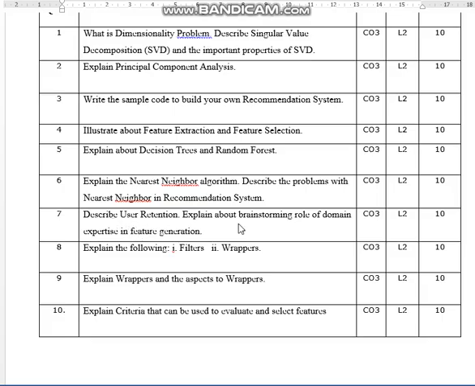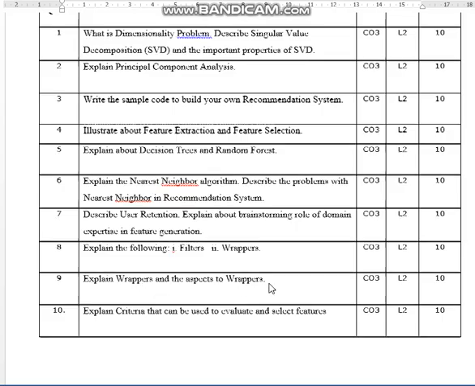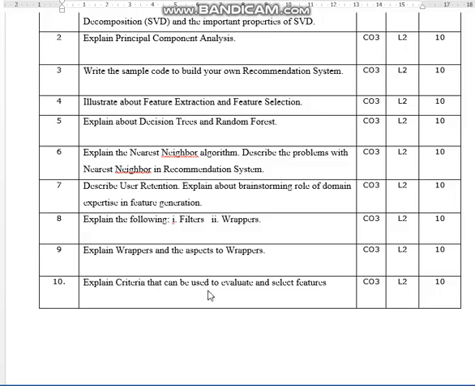Describe user retention. Explain about brainstorming role of domain expertise in feature generation. Explain the following, that is filters and wrappers. Explain wrappers and aspects to wrappers. Explain criteria that can be used to evaluate and select features.